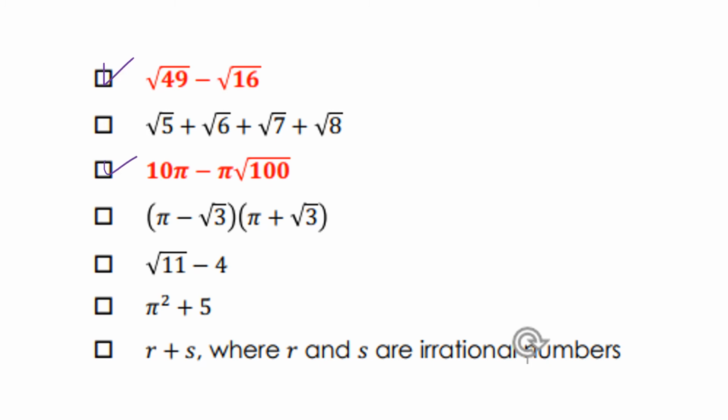All right, the square root of 49 minus 16, that would just be 7 minus 4, which is 3. And for this one here, you have 10 pi minus pi times the square root of 100. So if we rewrite this, what's the square root of 100? That is 10. So we can rewrite this as 10 pi minus 10 pi. That will give me 0, which is a rational number. So just because you see pi doesn't mean that it's going to be irrational. Analyze that problem a little bit more.